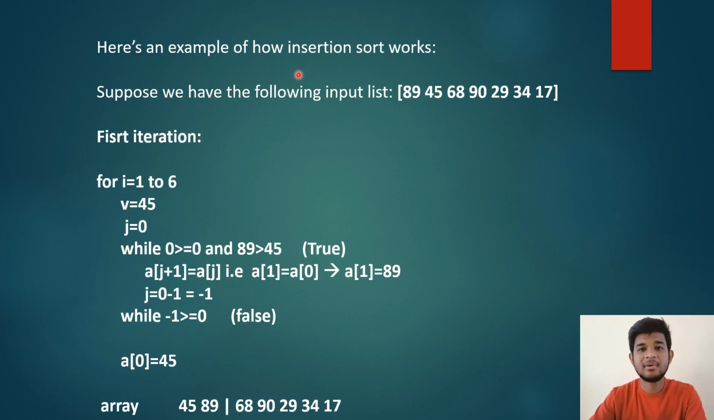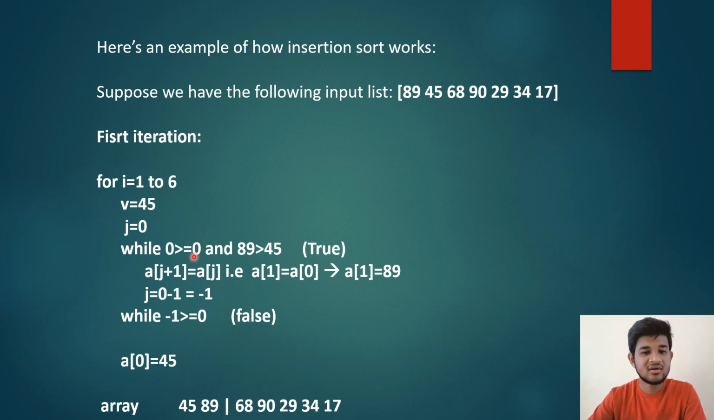Now let us take an example and solve according to the algorithm. And the example is the array 89, 45, 68, 90, 29, 34, 17. We should sort this in increasing order. Now let us see the first iteration where i equals 1, v equals 45 and j equals i minus 1, that is 1 minus 1, that is 0.